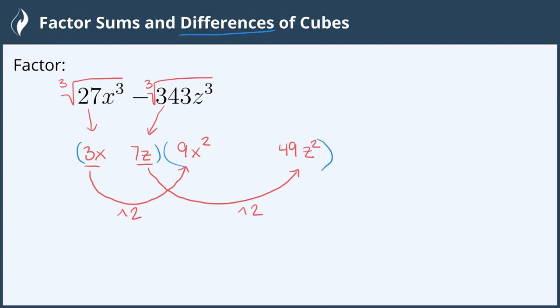The middle term we take from both terms, and we multiply those together, giving us 3 times 7 is 21, and x times z is just going to be x and z.